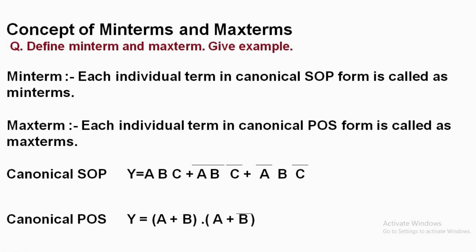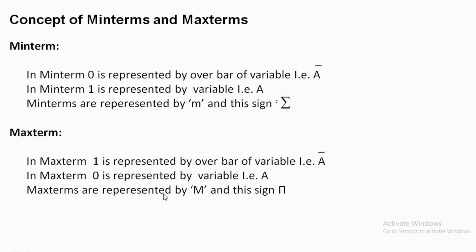Now we will see the concept of min terms and max terms. Min term is defined as each individual term in canonical SOP form is called a min term. An example of min terms is canonical SOP form. Now the second definition, max term. Each individual term in canonical POS form is called a max term. So canonical POS form is nothing but max terms and canonical SOP form is nothing but min terms.